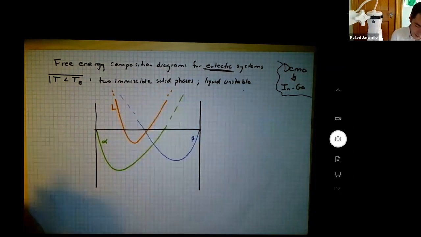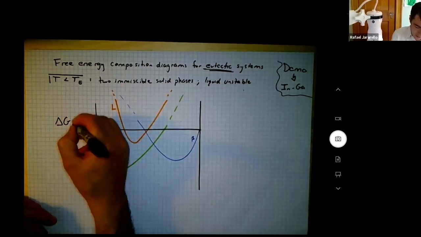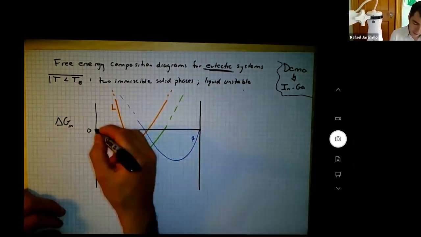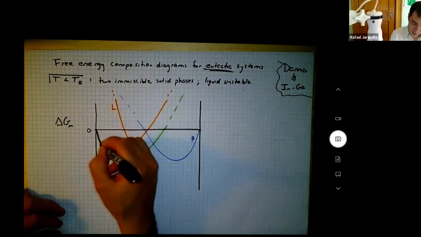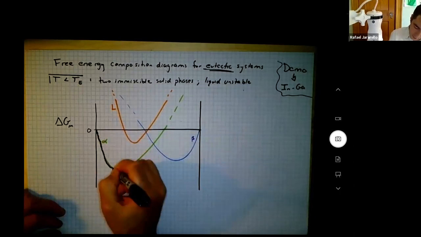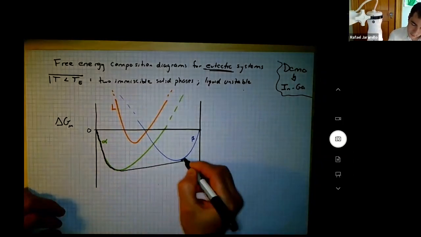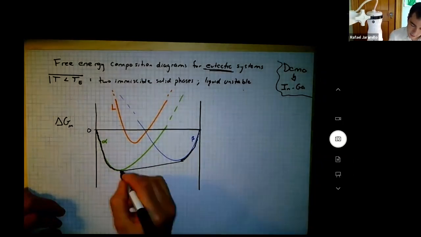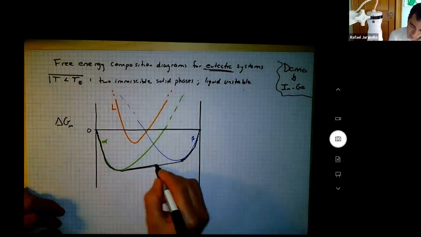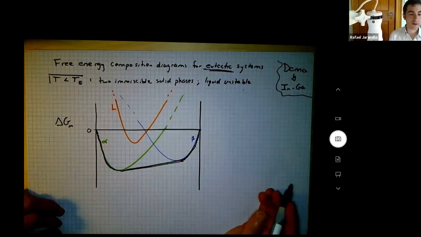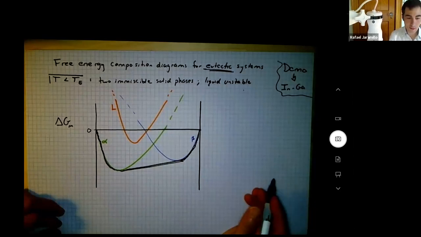This is zero, this is delta G mix, and let me draw my taut rope. Right, my taut rope is going to be pulled like this. And then it's going to become a straight line. Sorry, it didn't quite hit my common tangent point there, but I think you can get the point. There. So there is my free energy composition diagram for this system below the eutectic point.